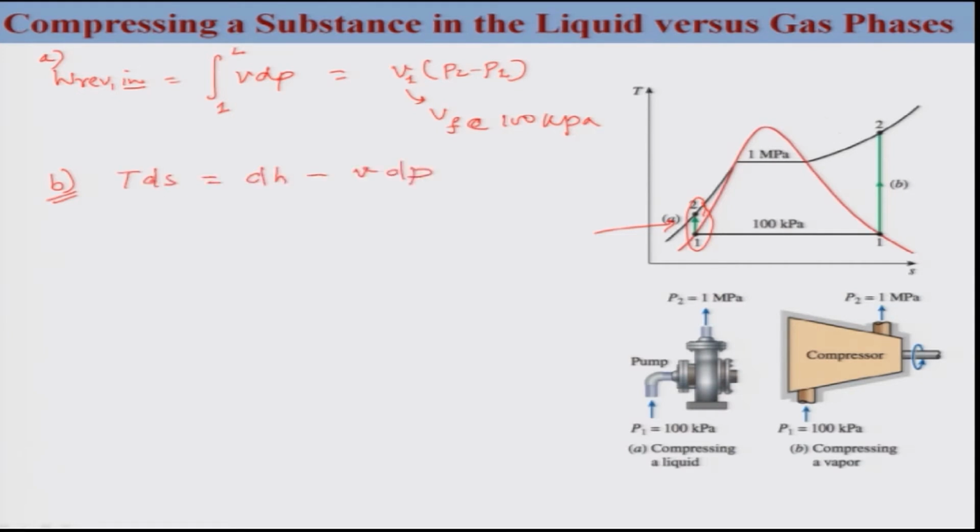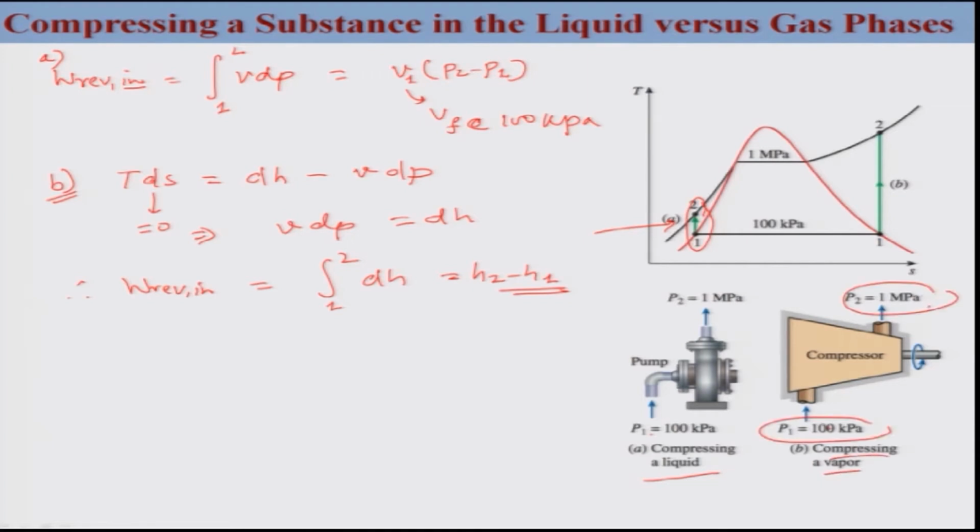Considering this is an isentropic process, this is going to be 0, thus your VdP is nothing but dH, and therefore we can write W reversible simply as the integral of dH from 1 to 2 for the case of B, and that will be your H2 minus H1. Okay. This was the case where you had two cases, one for the compressing liquid and the other for the gas, where the compressing vapor inlet and outlet pressure were the same as for the compressing liquid, but the expressions are quite different, and the values are going to be extremely different as well.